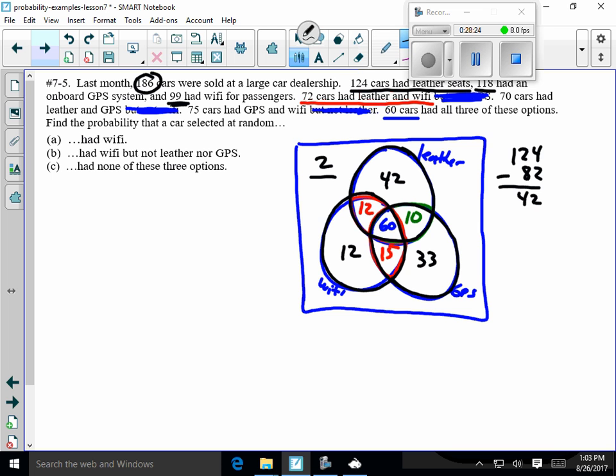So it takes a while to fill in the Venn diagram, but when you're done, you've done most of the problem, because now if I want to go back and find the probability that we have Wi-Fi, then I would just say out of the 186 cars, how many are anywhere in the Wi-Fi bubble. So then you can add up this 12, 15, 60, and 12, which is the 99. So 99 out of 186, which turns out to be 0.5323.